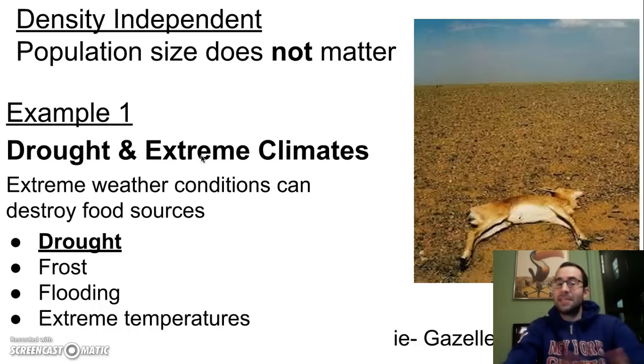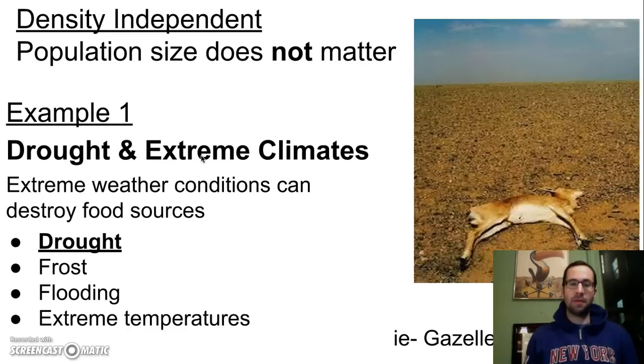So that's density-dependent limiting factors. Now let's talk about density-independent limiting factors. Just to refresh our memory, density-independent limiting factors are when population sizes do not matter. The population size can be huge, or medium, or even a little teeny tiny population size. It doesn't matter how big the population size is for density-independent limiting factors, because they affect all populations the same.